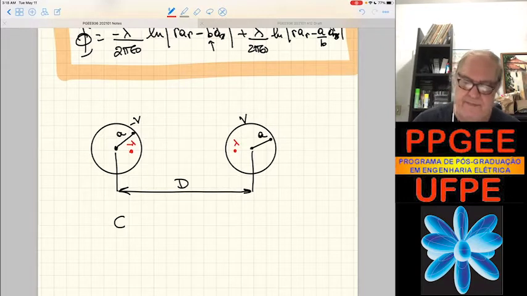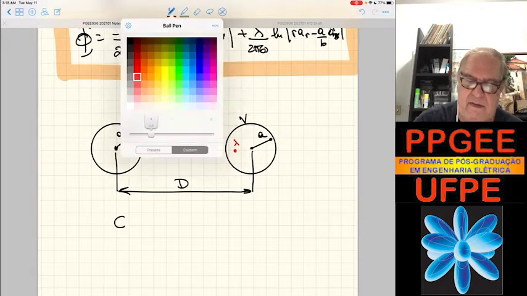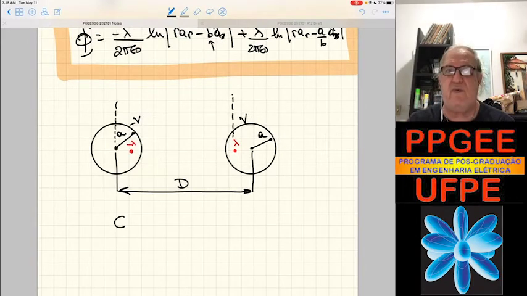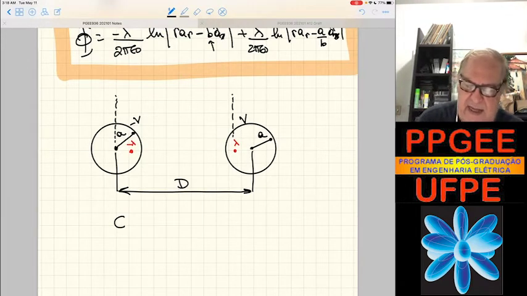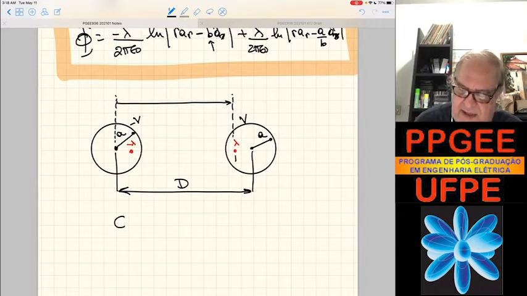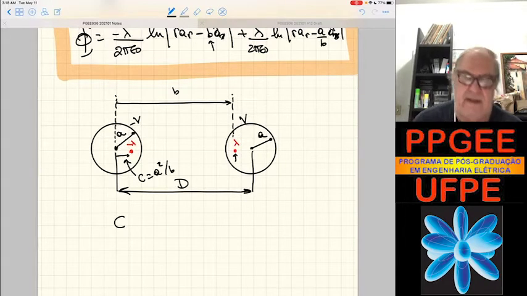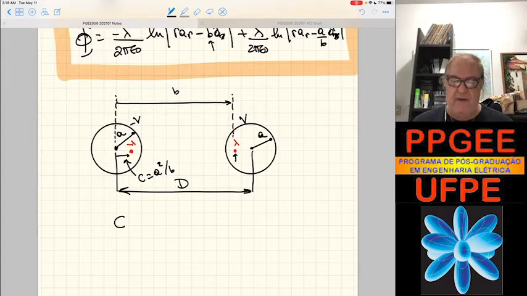You see, we solved this problem before. Here we have, for instance, just to show how equivalent this is to the image method, the location of one charged line, which is at B. So the image is going to be located at C, equal to A squared over B. So the problem comprises determining those things.